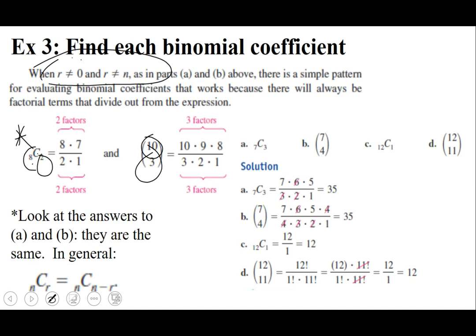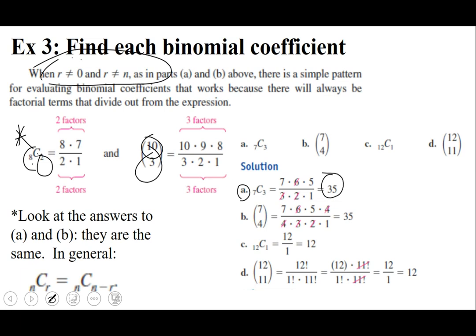Take a look here at a couple more examples. So 7C3, if you're trying to simplify that without actually using the entire formula from the previous slide, 7 minus 3 is 4 factorial. If you cancel 4 factorial out of 7 factorial, you're just left with 7, 6, 5. 3 factorial on the bottom, 3, 2, 1. Reduce whatever you can. Simplify to be 35.